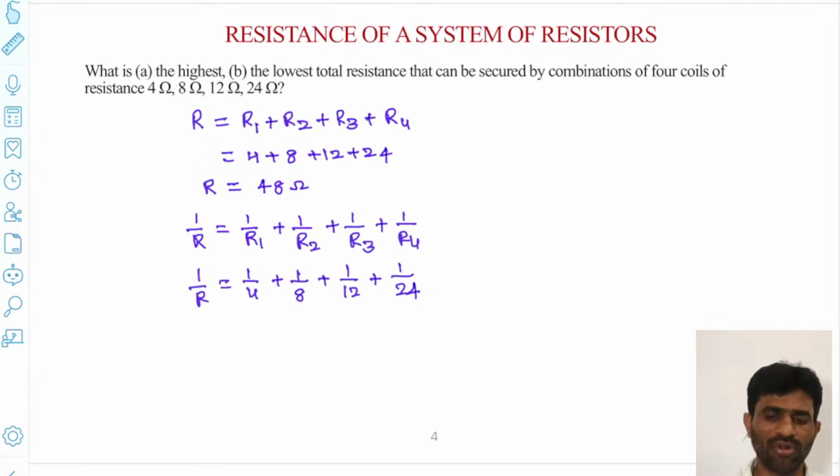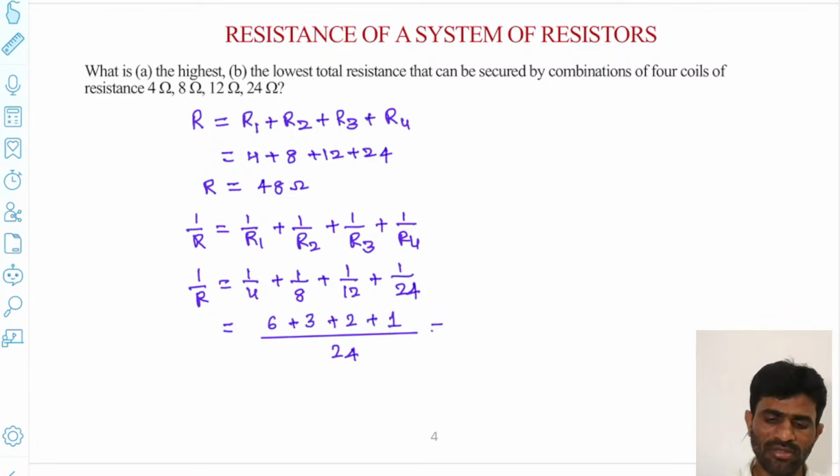We have to take the LCM for all these. LCM of 4, 8, 12, 24 is 24. So we write 24 here. To get 24, we have to multiply 6 to 4, so we get 6. Plus 8 3s are 24, so 3. Plus 12 2s are 24, so 2. Plus 1. So 6 plus 3 is 9, 9 plus 2 is 11, plus 1 is 12.